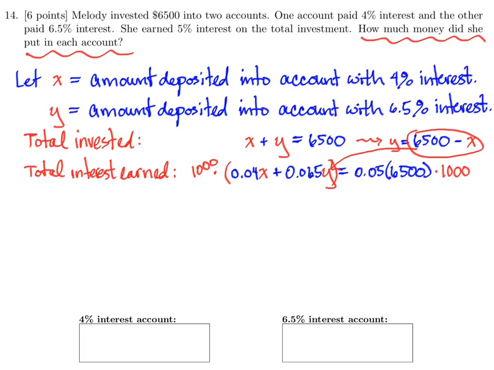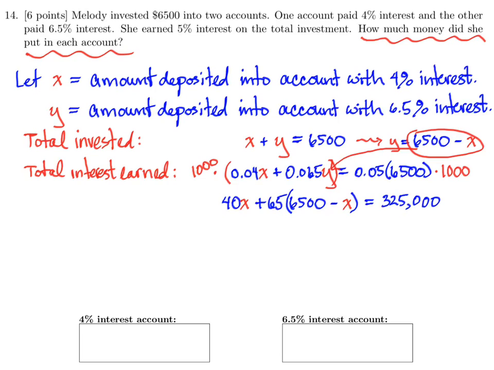So when I multiply both sides by 1,000, I just move my decimal places 3 places to the right. So 0.04 becomes 40. 0.065 becomes 65. 0.05 becomes 50. So I'm going to write down my new equation. I'm going to have 40x plus 65 times, and instead of y, I'm using 6,500 minus x, equals, and then I'm going to have 50 times 6,500, and I did that in my calculator and got 325,000.